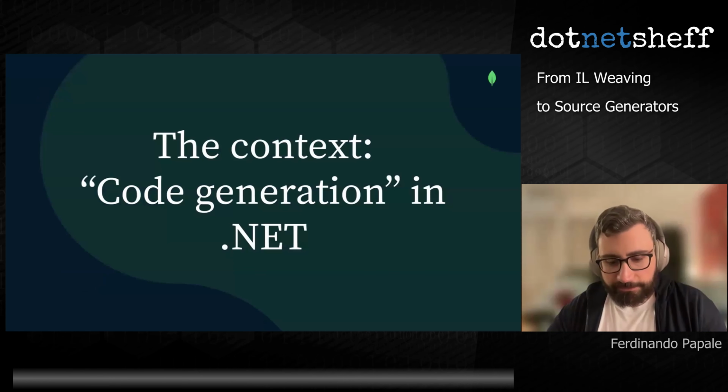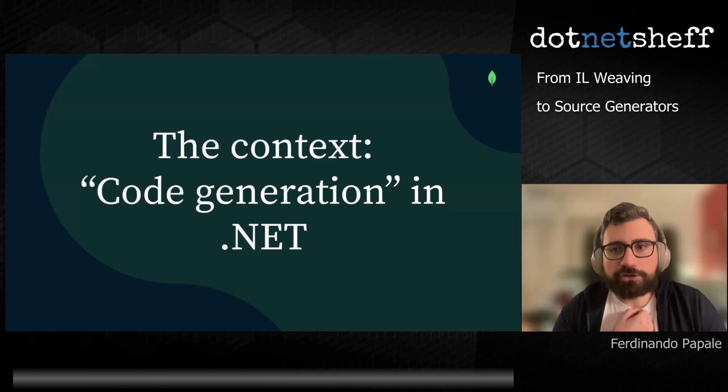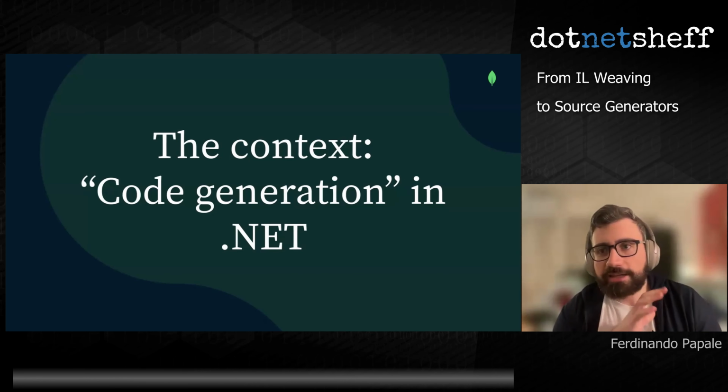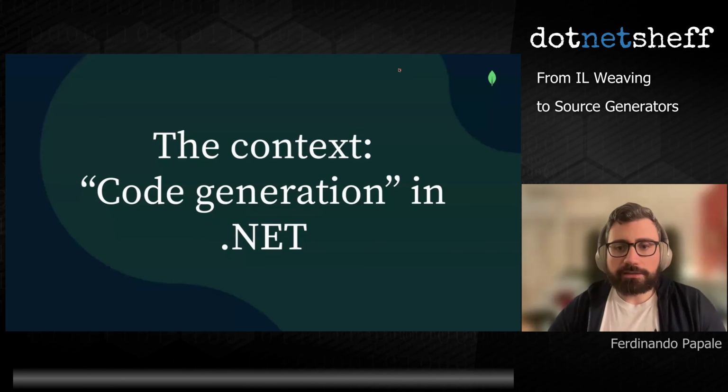Just to set up the context, I'm going to talk about code generation in .NET. I'm not talking here about code generation in the AI sense, but about a much more dumb one. This is because both source generators and IL weaving are two different techniques that can be used to generate or alter code in .NET. They do it in very different ways. They have their pros and cons, and I will also tell you why we decided to use them in the first place in the library, and why we decided to move from one approach to the other one.